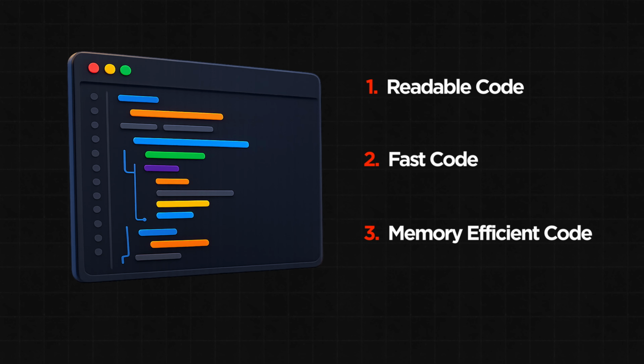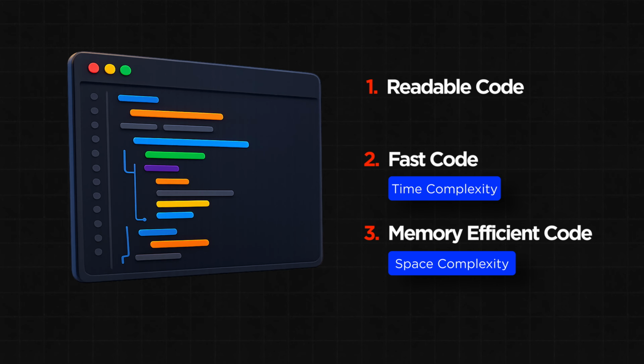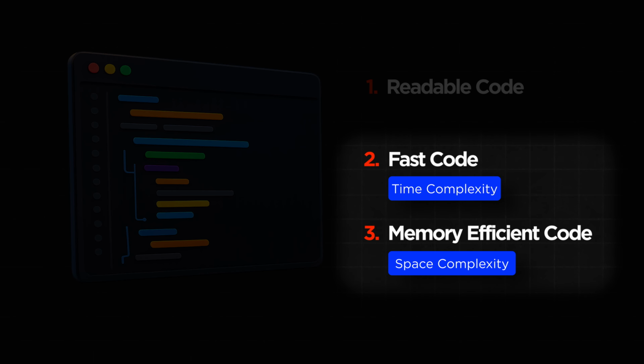Readable code. We'll talk about readable code throughout this course. Fast code, that's time complexity. And now we're introducing the third pillar, memory usage, also known as space complexity. And here's the interesting part. We still use big O, same notation, different measurement. Before, big O measured time. Now it will measure space. How much extra memory does your algorithm use as input grows?